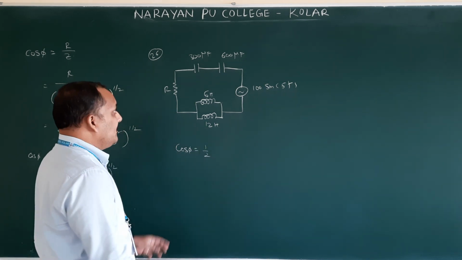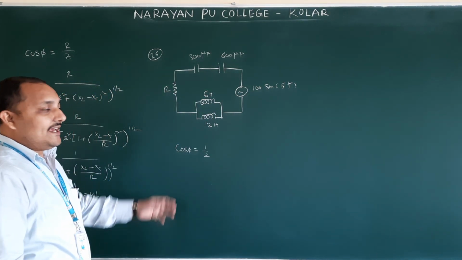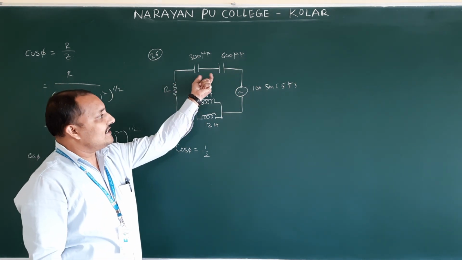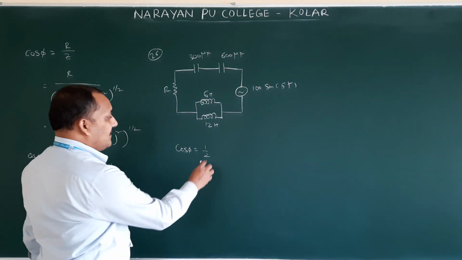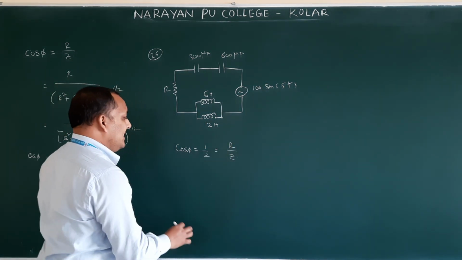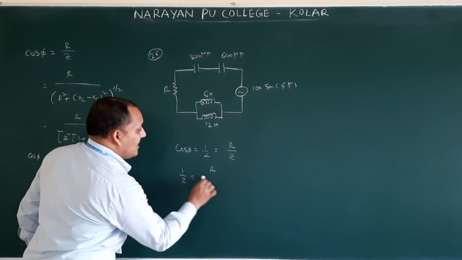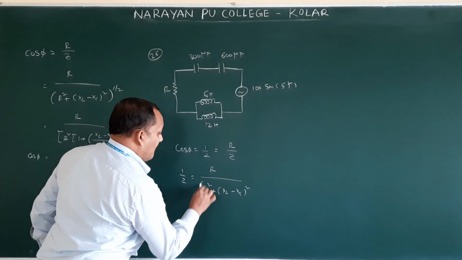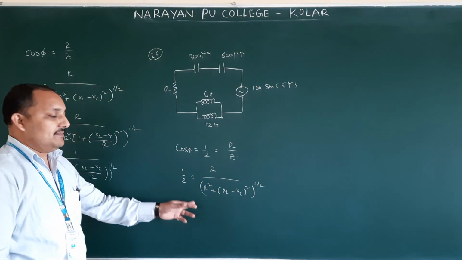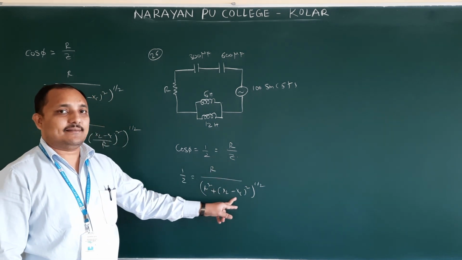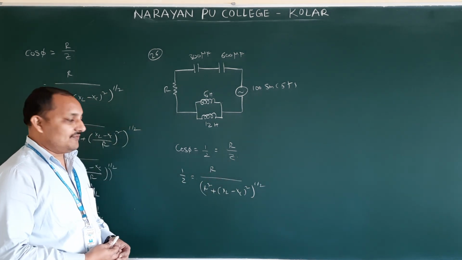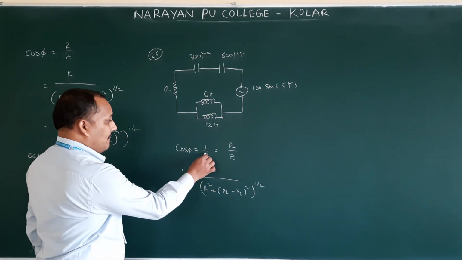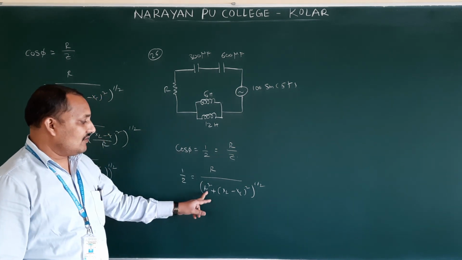The power factor is cos phi equal to 1 by 2. Which circuit is this? Again this is an LCR circuit. If you find the resultant of the L values and the C values, with R, again this is an LCR circuit. Therefore cos phi is equal to R by Z. 1 by 2 is equal to R by Z, and Z is the impedance equation, root of R square plus XL minus XC whole square. We have to find the R value.